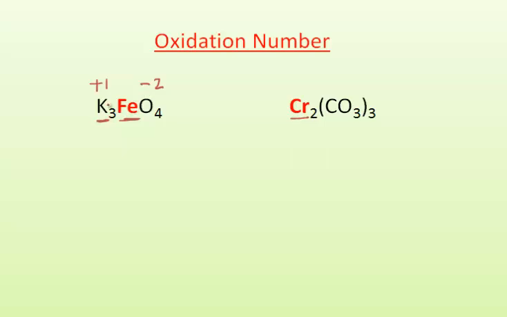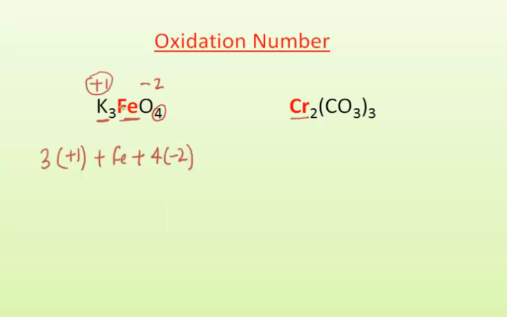There are 3 potassium atoms. I put here 3 bracket. The oxidation number of potassium atom is +1. I put here +1, plus. There is only one Fe atom. I put Fe atom, plus. There are 4 oxygen atoms. I put here 4 bracket. The oxidation number of oxygen atom is -2.